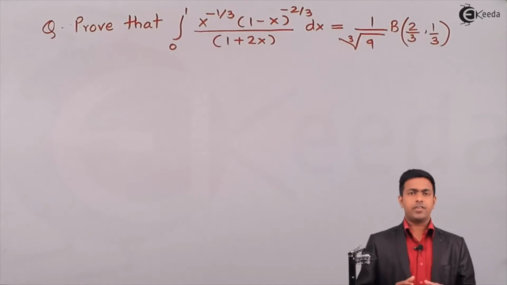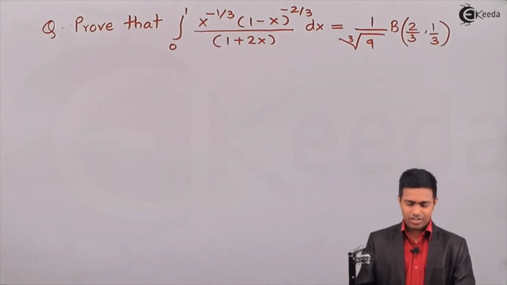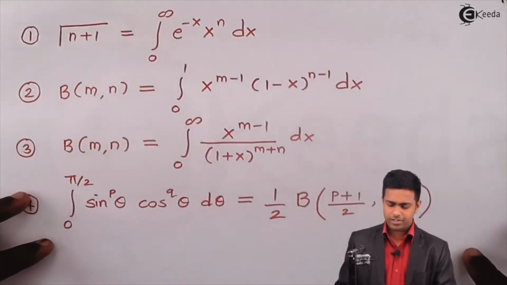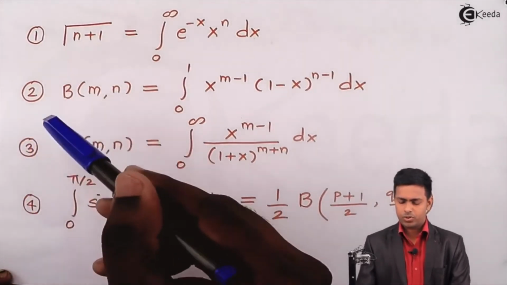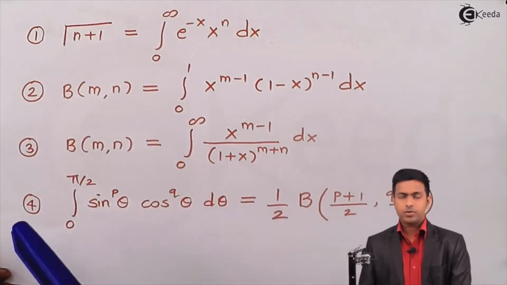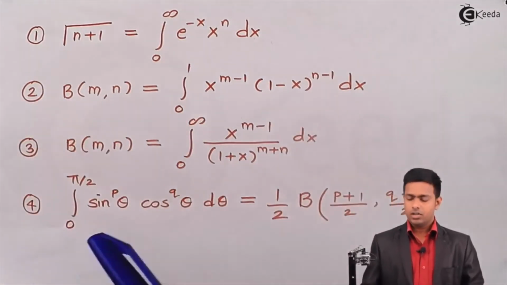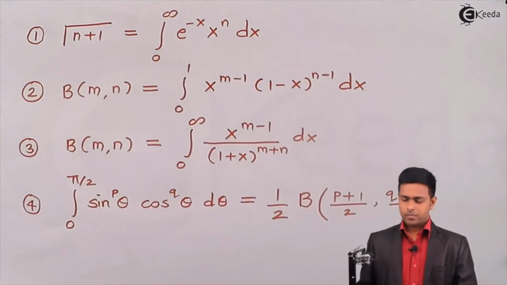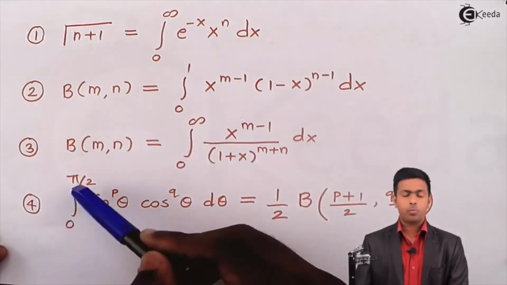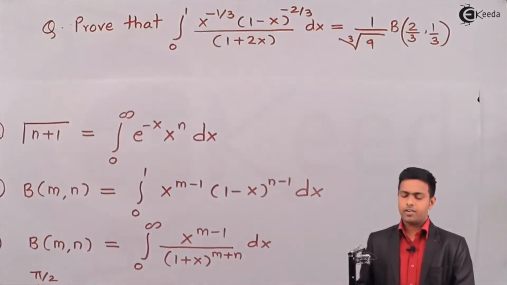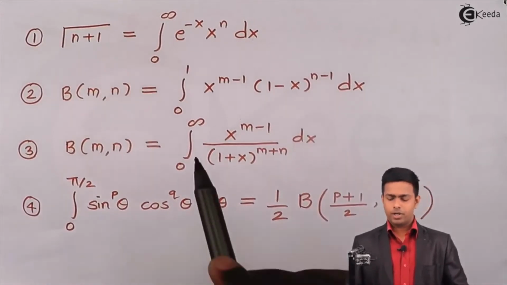Before starting with the solution, let us understand the definition of beta function. Here I have written the definition. For beta we have three definitions, that is number 2, 3 and 4. Out of that, formula number 2 is the definition of beta function, where the limit is from 0 to 1. For other formulae we have limits from 0 to infinity and 0 to pi by 2. In our case we have limit from 0 to 1, so we'll see formula number 2.